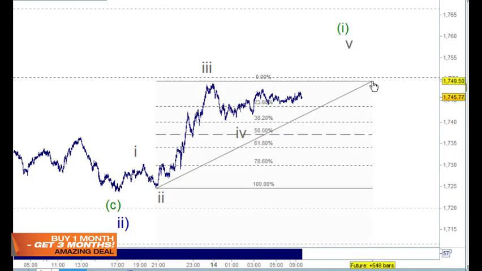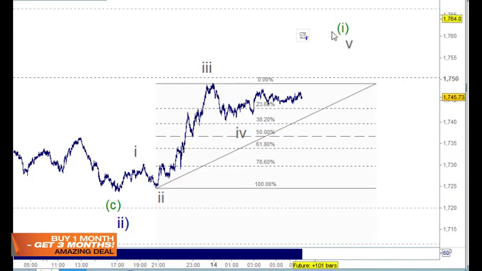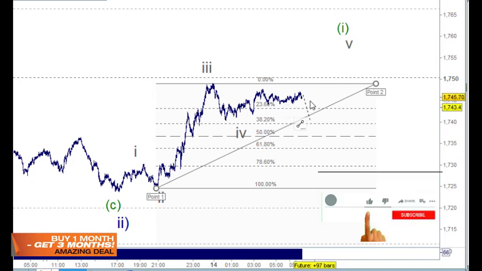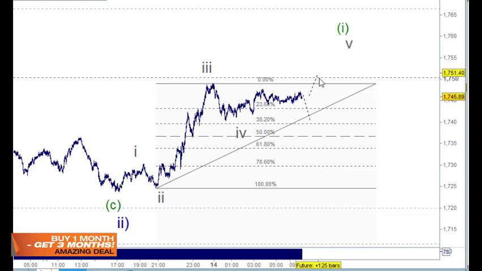A fourth wave pulls back 38.2%. So it's possible that we could get a move here. I don't know if it's the case. We may just go up there as well, but even if we do go up here, the main point is here. What we want to see here is a new high above this top here.